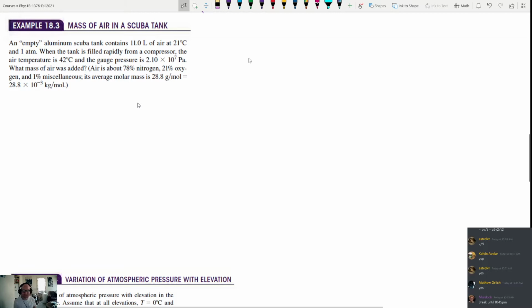Were you all able to solve it, and does anyone have a method they want to share with us about how we do this? What do we do? Given all this information about the size of the scuba tank, etc., how do we figure out the mass of air that was added? How do we do that?